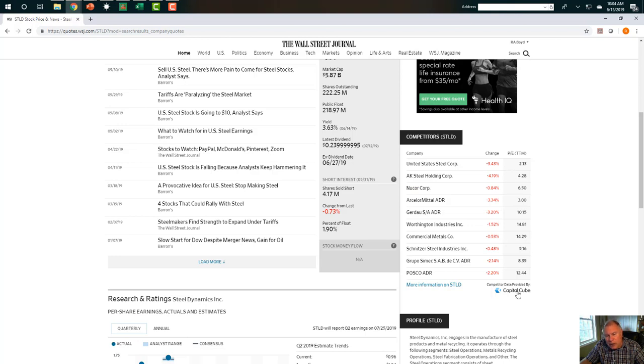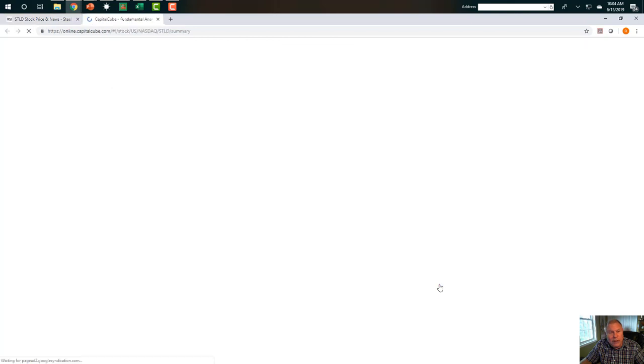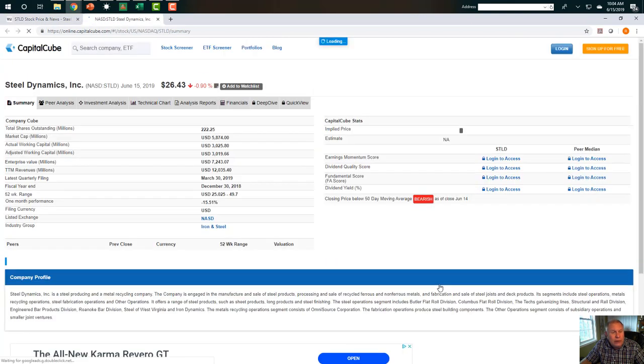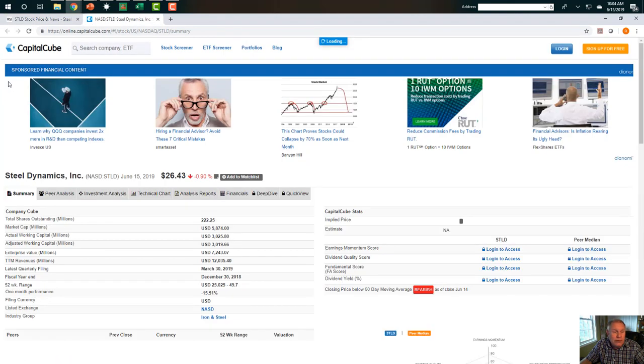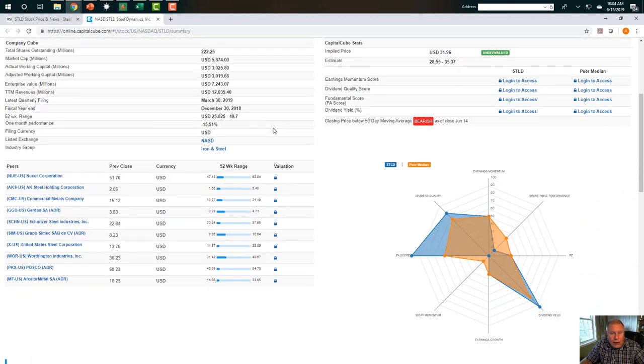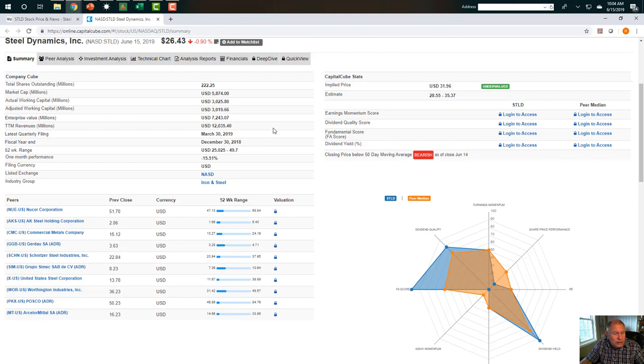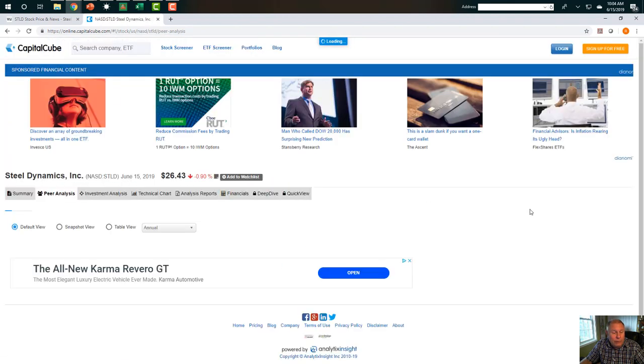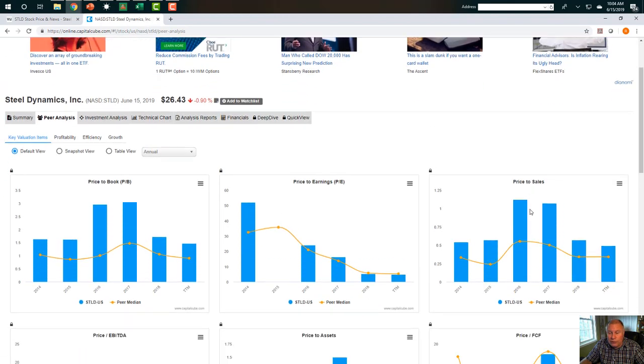We could add these all up and average them. We could weight them. We could also just click down on information from Capital Cube. And what it will tell us is it will do a couple of things here. It will talk about here's the peers, but they'll also do a peer analysis if we look.